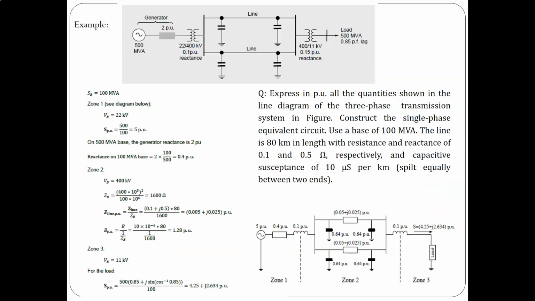Now, back to the example that I showed earlier. We have this diagram, and you need to express in per unit all the quantities shown in the line diagram of the 3-phase transmission system in the figure. So you construct the single-phase equivalent circuit, as you can see below here. It's given that you have to use a base of 100 MVA, the system base, for this conversion. The line is 80 km in length with resistance and reactance of 0.1 and 0.5 ohm per kilometer, respectively, and capacitive susceptance of 10 microsiemens per kilometer. It is split equally between the ends.